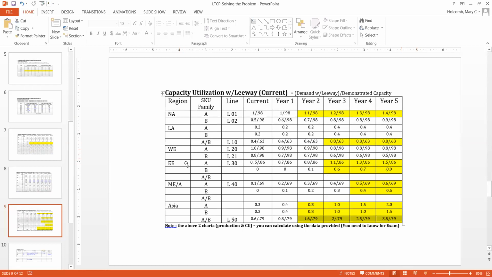In Eastern Europe, however, it looks like in year 3 we start to run into capacity issues. In the Middle East and Africa, in year 4, there begin to be capacity issues on a long-term basis.